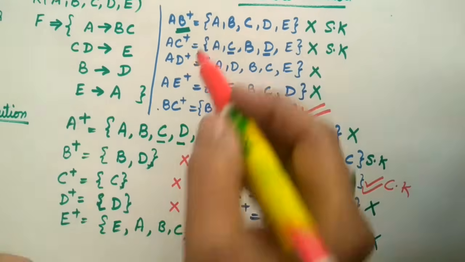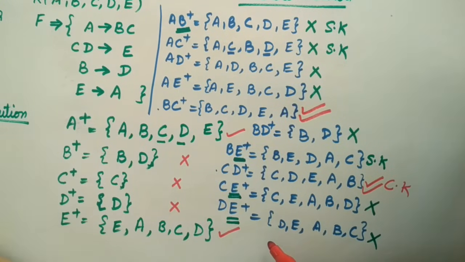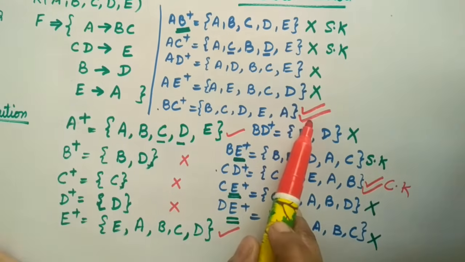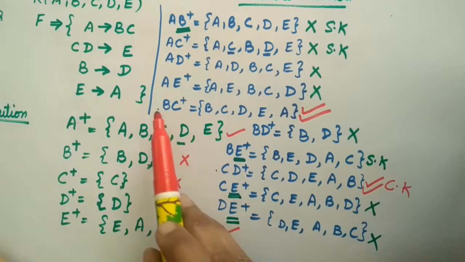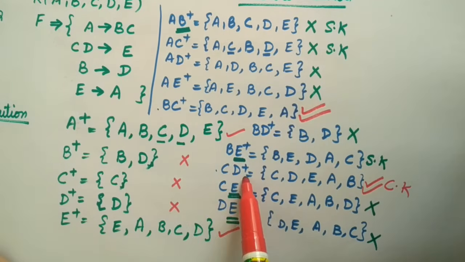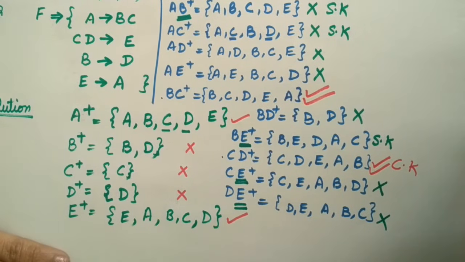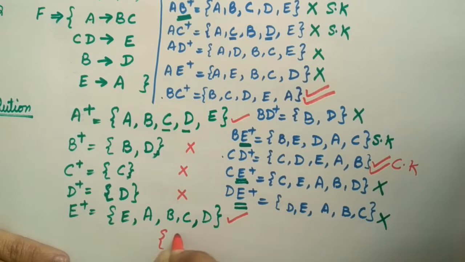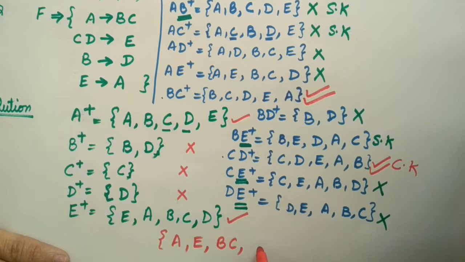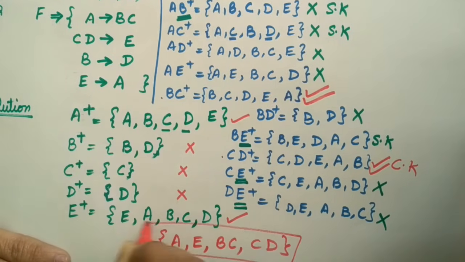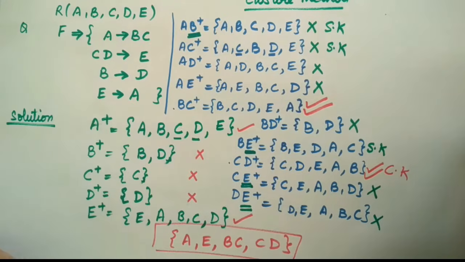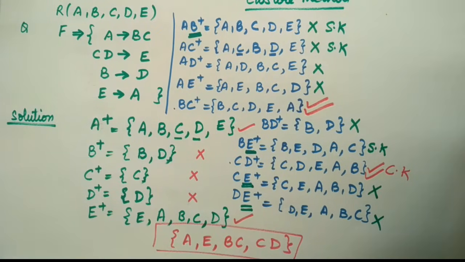Hence, in the combination with two attributes, we found only two candidate keys, BC and CD. Thus, in all, there are four candidate keys: A, E, BC and CD. These are the candidate keys for this relation R.